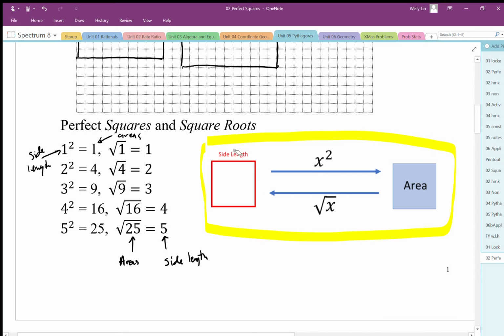When we square something, we're taking the length, the edge, we square it, so x is our edge. The answer to that is area, the number of squares. And the opposite is true. When we square root something, that x in here is going to be the area. The output is going to give us an edge length.